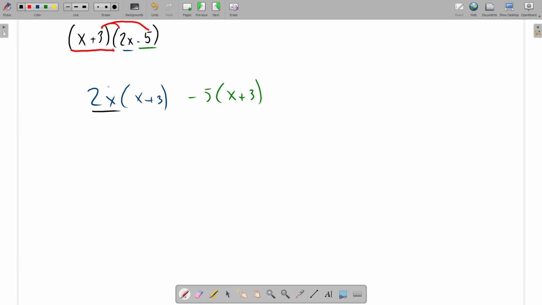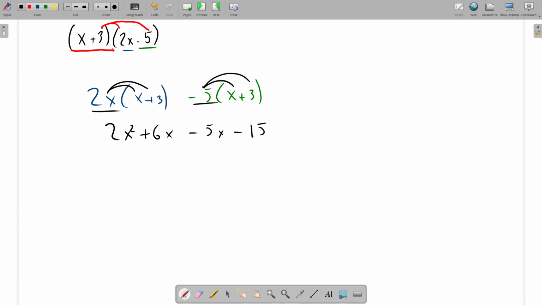I can take this 2x and distribute it into the x and the 3, and take this negative 5 and distribute it into the x and the 3. So 2x times x, 2x squared. 2x times 3, 6x. Negative 5 times x, negative 5x. Negative 5 times positive 3, negative 15. Now we're not done just yet. We need to simplify our answer.